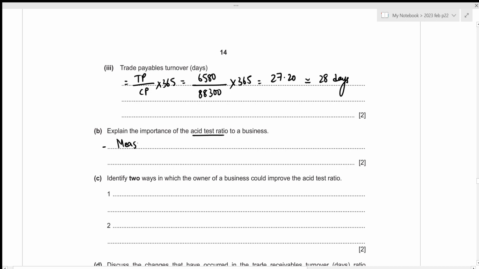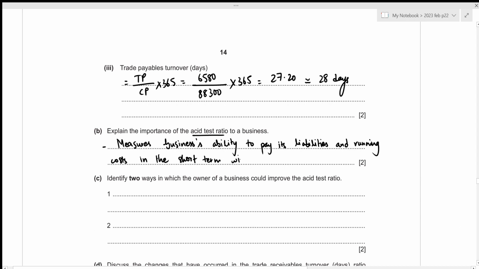Measures business's ability to pay its liabilities and running costs in the short term without liquidating its inventories.